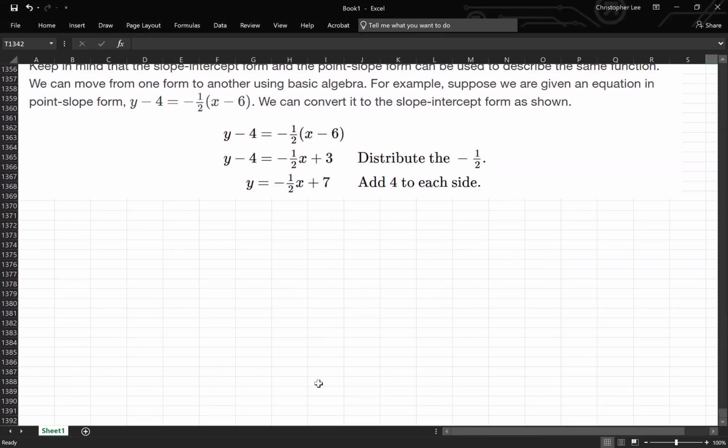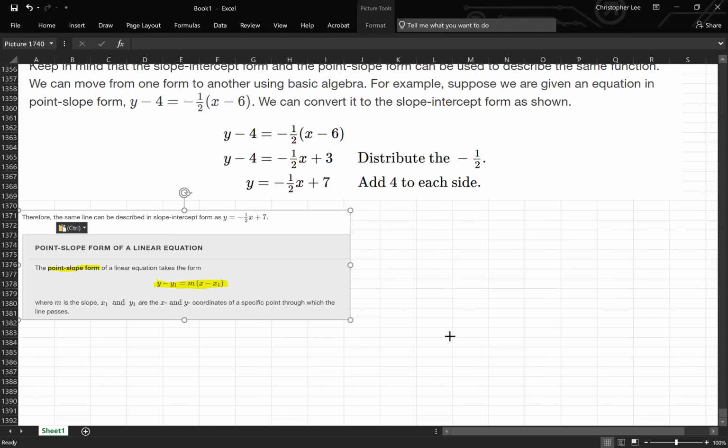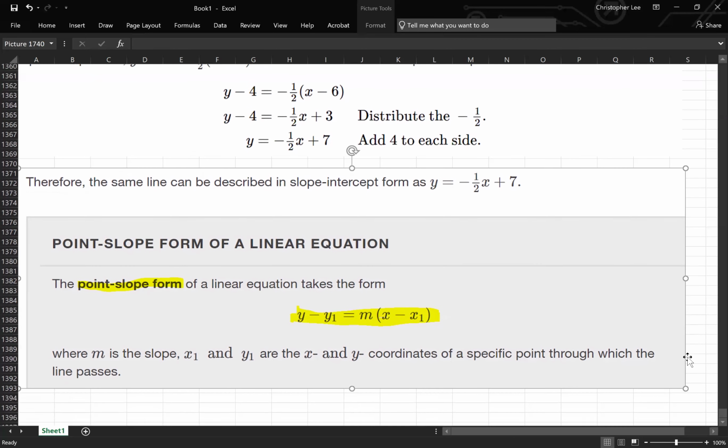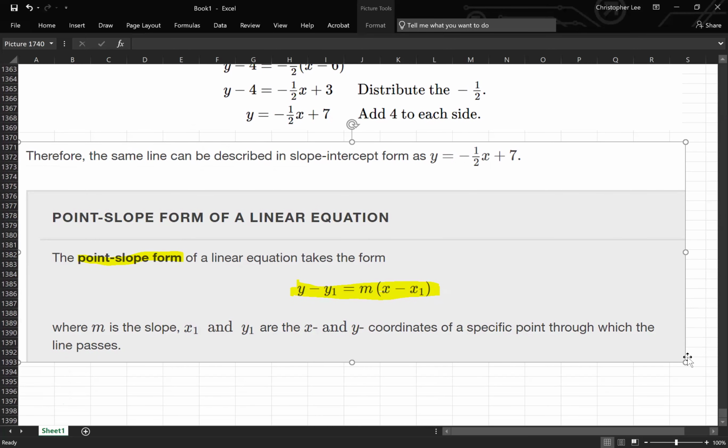Change the y, change the x. Correct. So therefore, the same line can be described in slope-intercept form as y equals negative half x plus 7. The point-slope form of a linear equation takes on the form y minus y1 equals m times x minus x1, where m is the slope, x1 and y1 are the x and y coordinates of a specific point through which the line passes. So one of the points that they give us, right? Just plug it in and that's it.